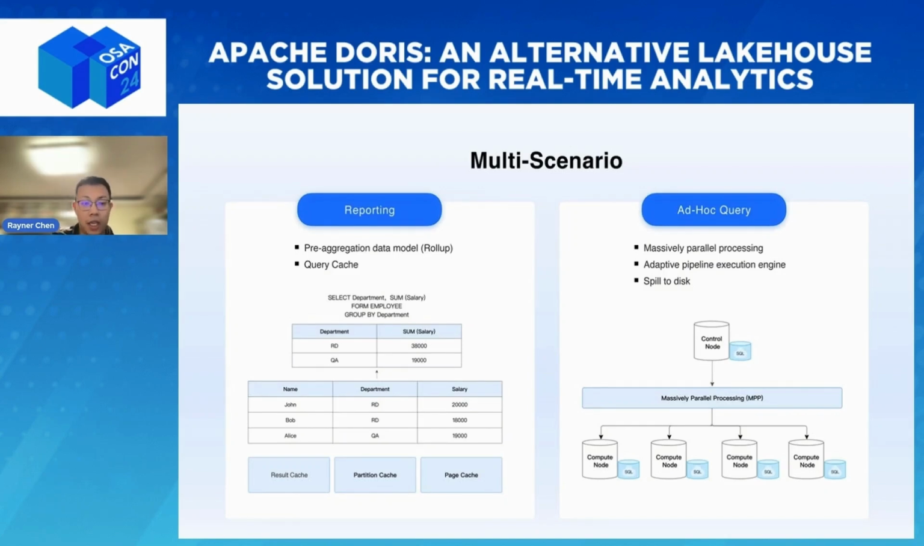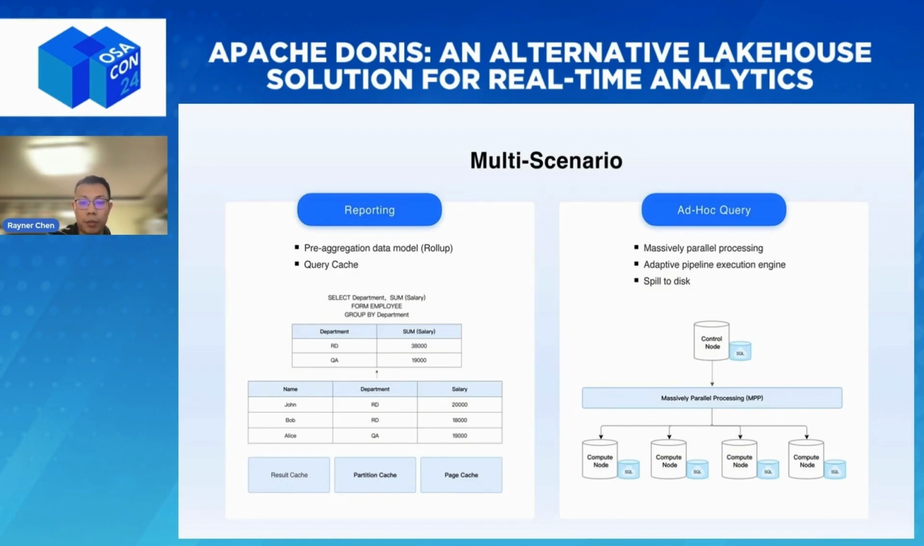caching. Like I showed on this slide, there's a base table with 3 columns: the name, the department, and the salary. And we can create what we call a roll-up table based on this base table with 1 dimension column, the department, and 1 metric column, the sum of the salary.